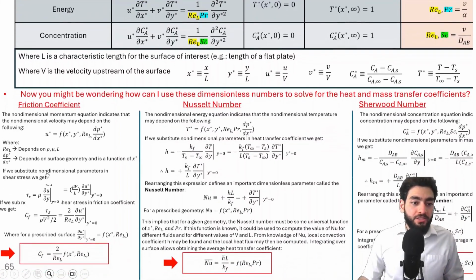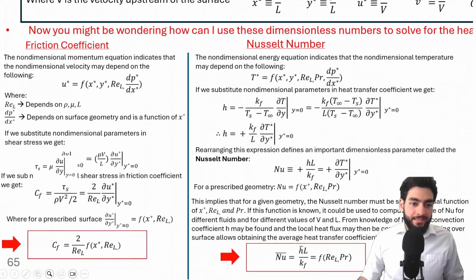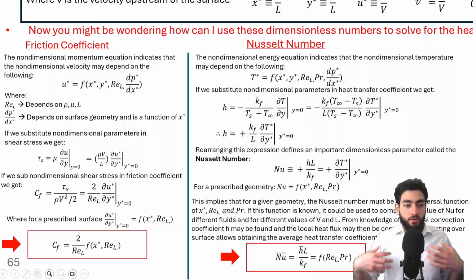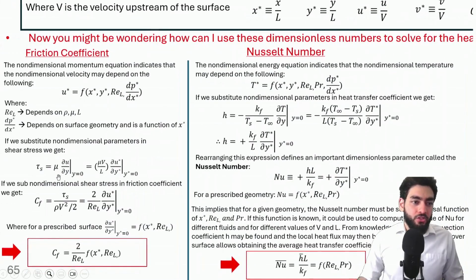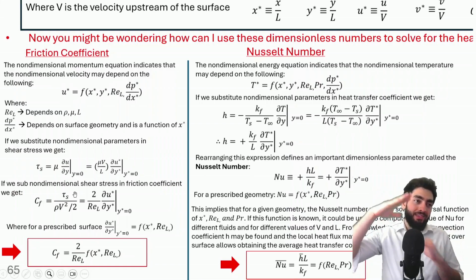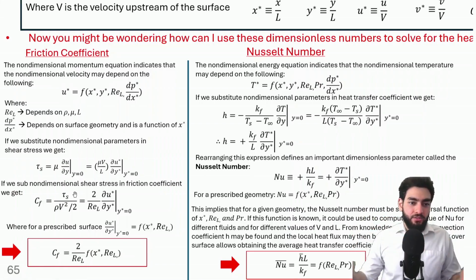And so if we substitute the non-dimensional parameters in the shear stress equation, we get this. What I essentially did here is, this is the same shear stress equation that we are used to. We know that the shear stress is equal to the viscosity multiplied by the gradient of the velocity at the wall, at the surface, evaluated at the surface.